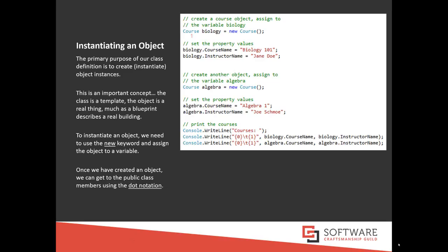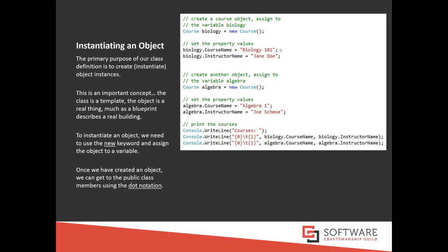Type course, the name of the variable, biology, and set that variable equal to a new course. What C# does is it goes out and looks at the class definition of course. It says, oh, I see that you have two string properties, a course name and an instructor name. Let me create an object that has those properties on it. Now in the next line, we can set these property values. We can manipulate this data.